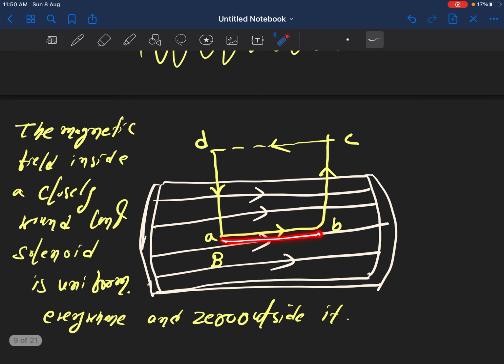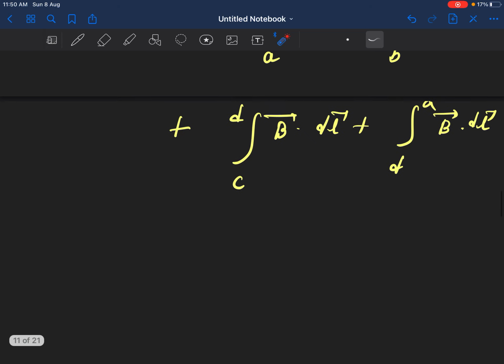From this, A to B we will calculate first, then B to C, then C to D, then D to A. Okay, so now let's see what will happen.